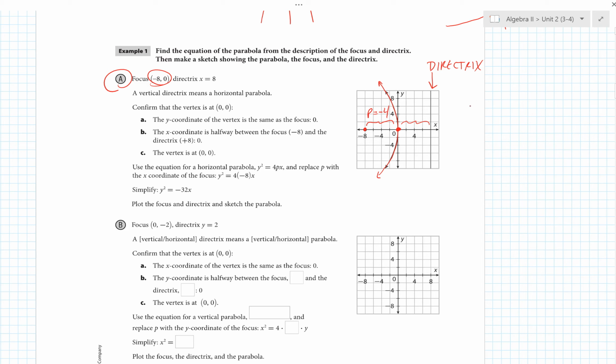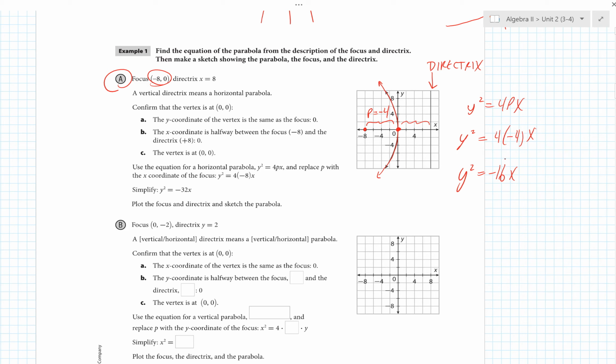And so since it's a sideways parabola, it's going to be y squared equals 4px. And we can see now that p is negative 4, so y squared would be negative 16x. Or here I'll write it in steps, so it would be 4 times negative 4x, which is y squared equals negative 16x.